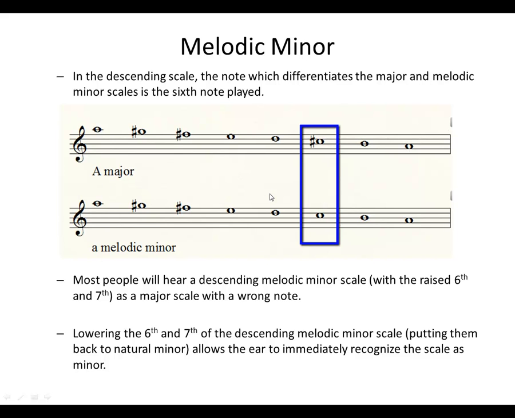So in order for the melodic minor scale to sound actually of minor quality in both directions, it is traditional to play the descending melodic minor scale with the raised 6th and 7th put back. So here again is the complete melodic minor scale. Put those notes back. So that's the melodic minor scale.